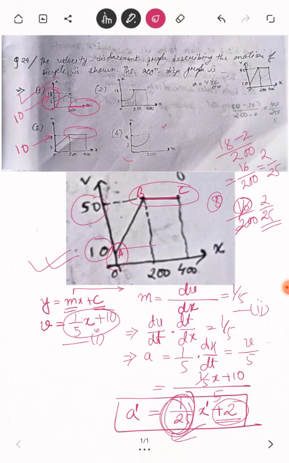Option 3 we can ignore, because there some value of acceleration is there, but according to this graph the velocity is not changing in spite of the displacement. So option 3 will be the wrong option and option 1 will be the correct answer. So the answer is option number 1. Okay, thank you.